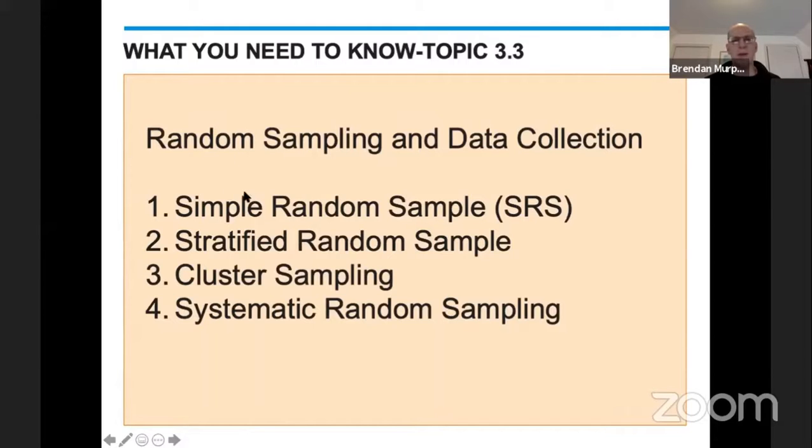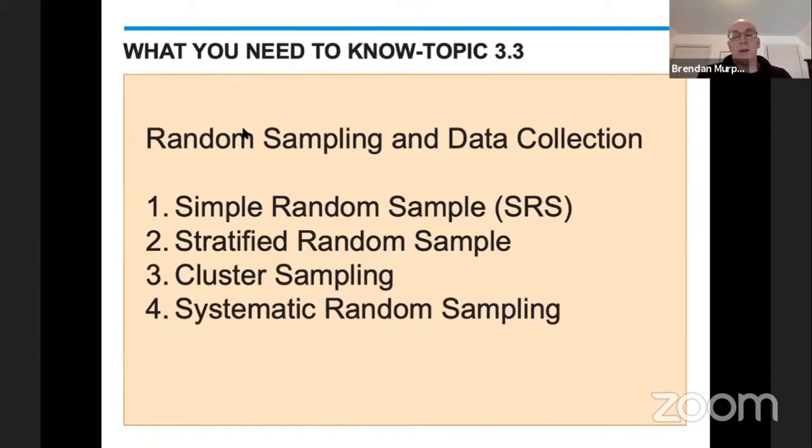We have 4 different ways in this course where we can randomly select our data, I guess. So random sampling and data collection. We can have a simple random sample, SRS. That's an okay abbreviation on the AP exam. We know what that means. We try to discourage too many abbreviations. Please don't use text speak. We want you to communicate clearly using good statistical language, but SRS is perfectly fine.